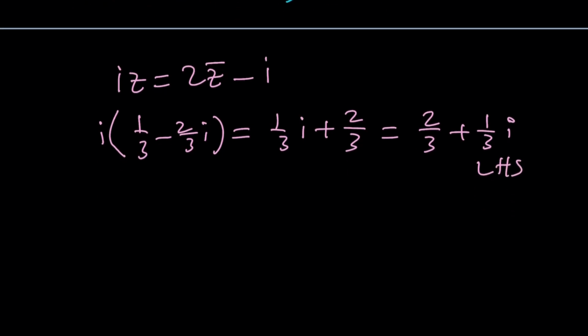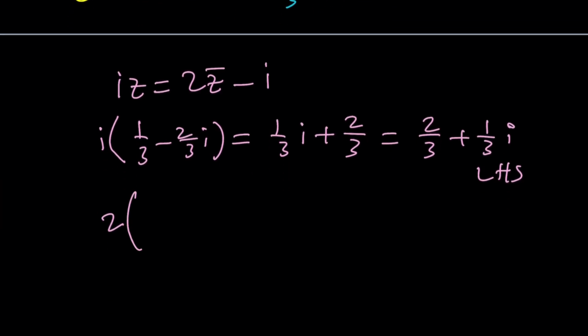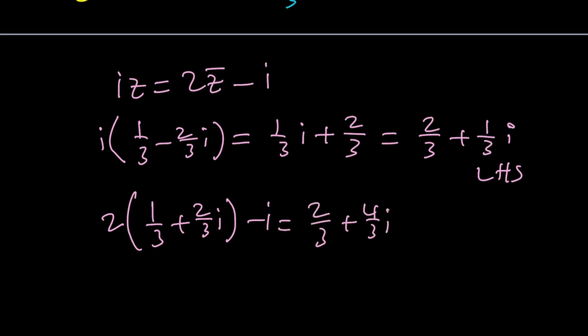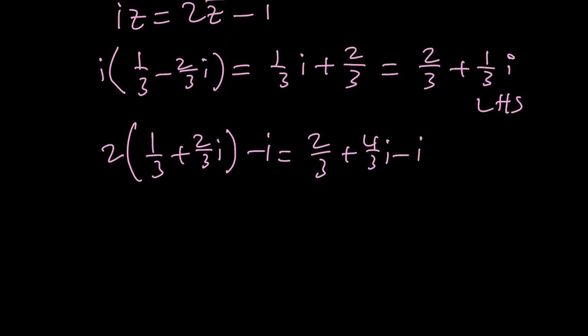And what about the right-hand side? I guess we can do it directly. The right-hand side is going to be 2 times z bar, which is the conjugate of this, which is 1/3 plus 2/3 i, and then minus i. This will be 2/3 plus 4/3 i minus i. That means 3/3 i, or just 1 i. And when you subtract it from 4/3, 4/3 minus 1 is going to be 1/3. And this is going to give you 2/3 plus 1/3 of i.